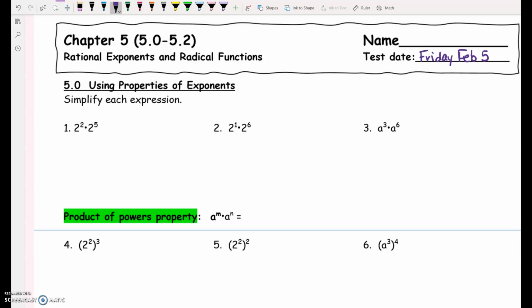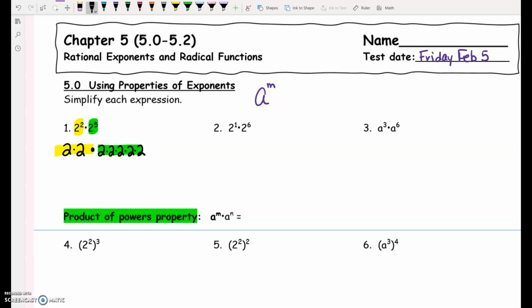Okay, we'll start with multiplication. In an exponent expression, you've got a base and you've got an exponent. If I have something like a to the m, a is the base, m is the exponent. This means m factors of a are being multiplied. So here, 2 squared means that there are 2 factors of 2. It means 2 times 2. 2 to the 5th means that there are 5 factors of 2.